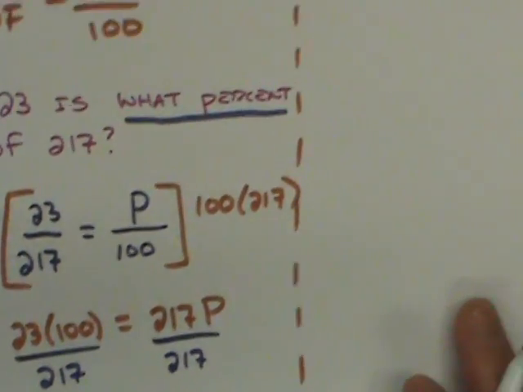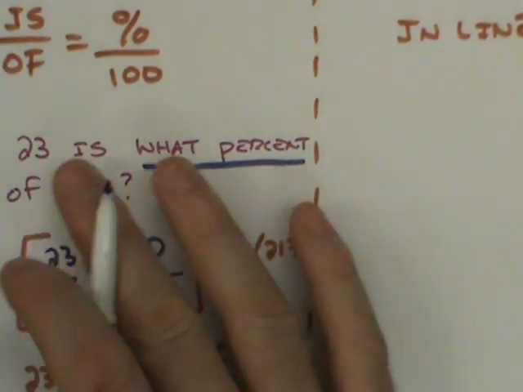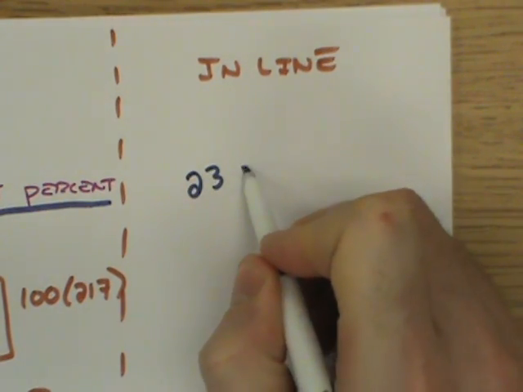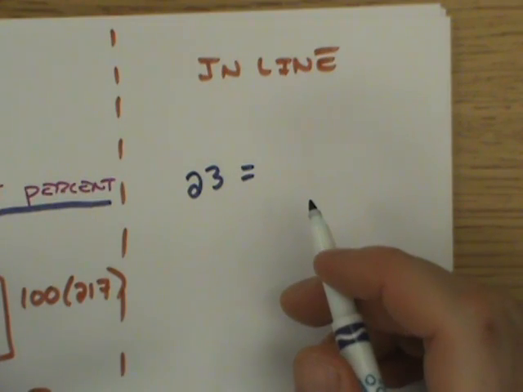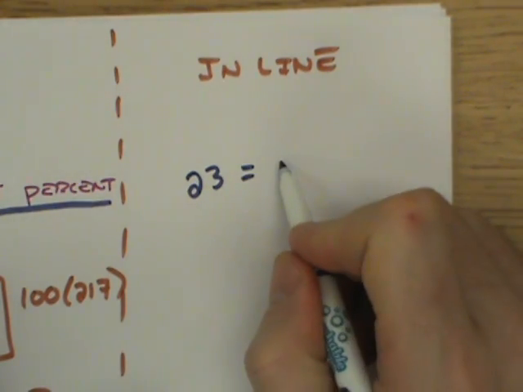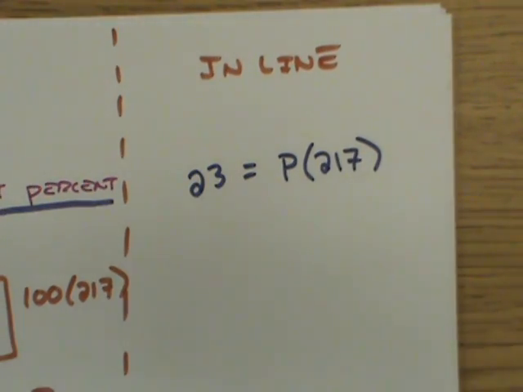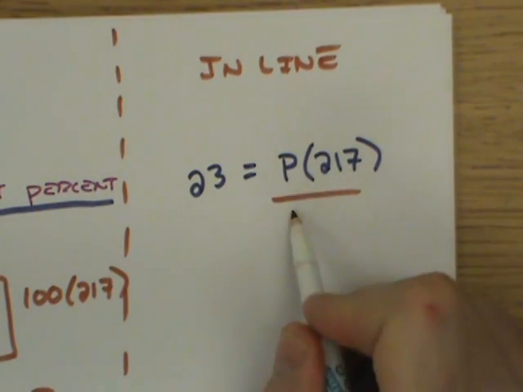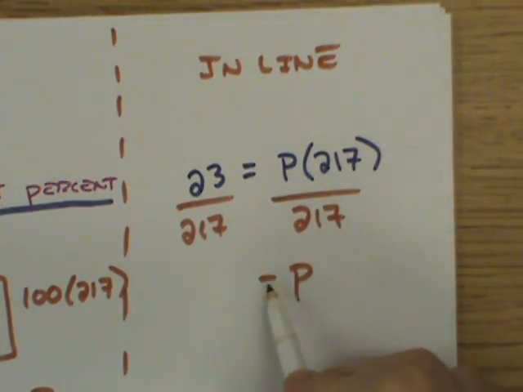Let's look at the same problem and how it would be done using the inline approach. It says 23 is, so I'm going to start here and write 23 equals what percent, well that's a variable, of 217. So I would say P times 217. And this will further illustrate what I was talking about a second ago. To solve this, you're going to divide both sides by 217. As I divide by 217, I divide by 217, I get P equaling.